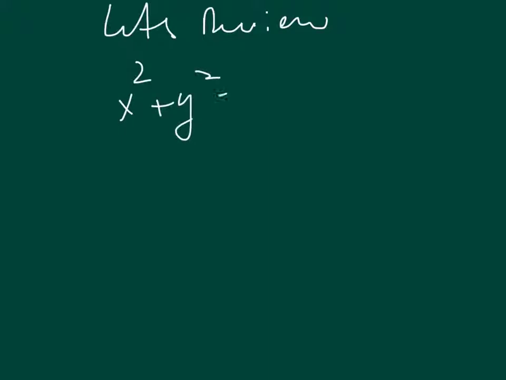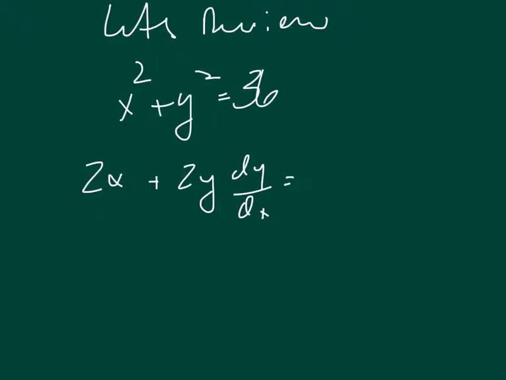Welcome back. Okay, so we started implicit differentiation, so let's review a little bit. If we take x squared plus y squared is equal to 36, and we want to differentiate that. When we differentiate x squared, we get 2x plus 2y dy dx is equal to 0. We solve for dy dx, and we get negative y over x. And that's our implicit differentiation.